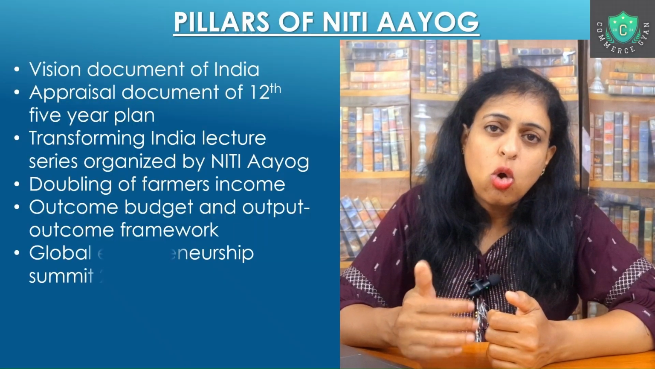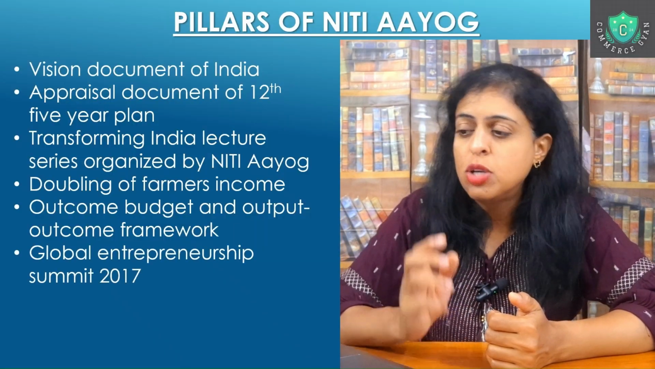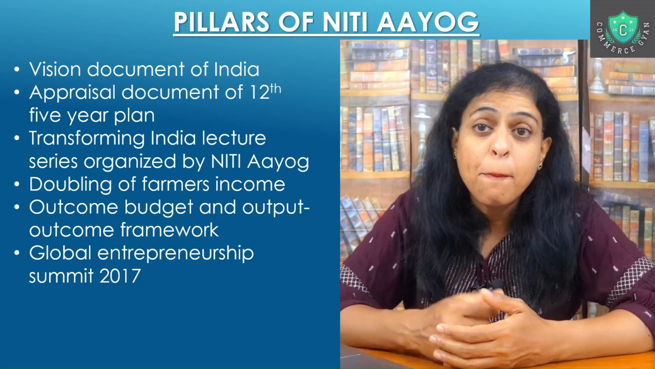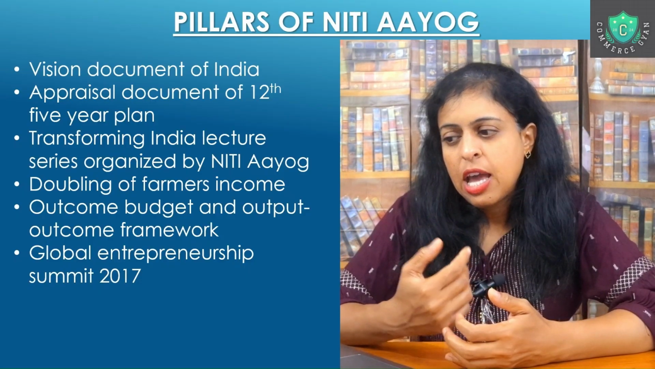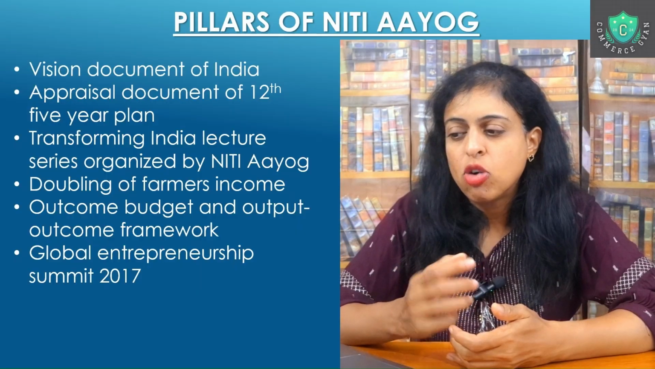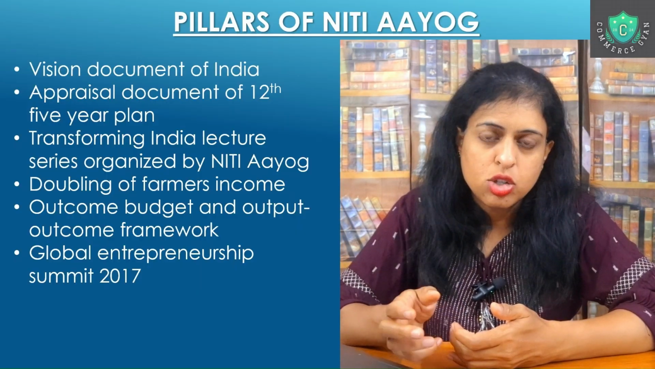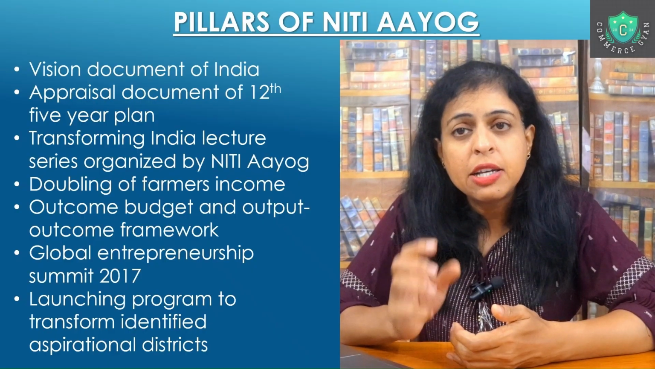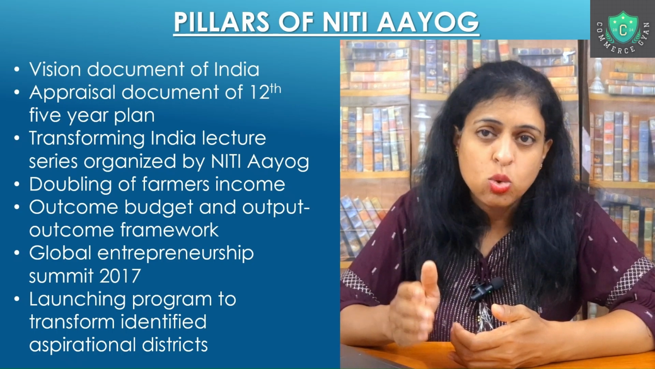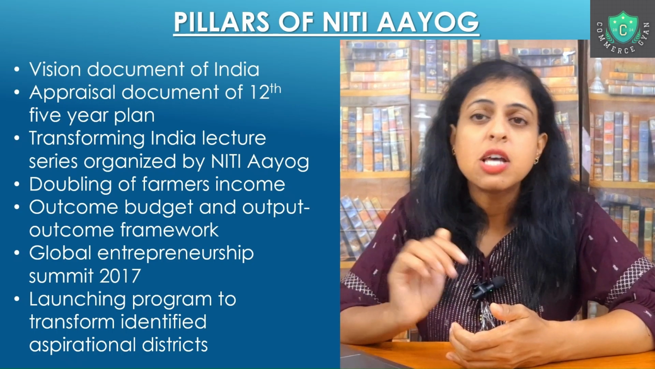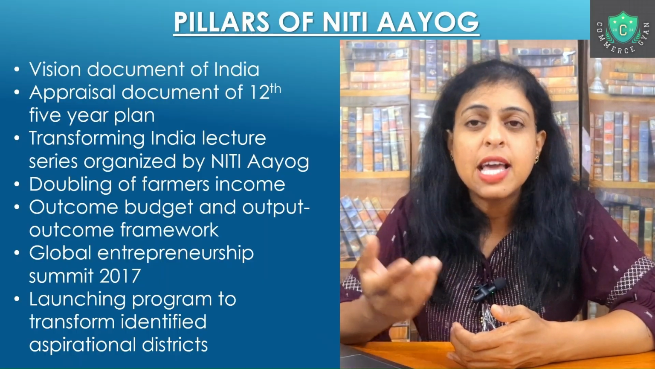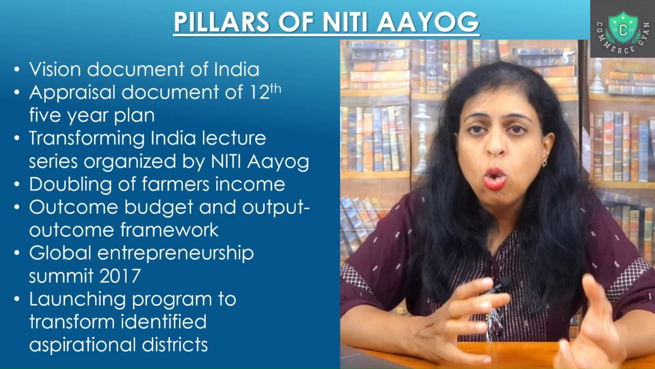Then they also decided on having a global entrepreneurship summit in 2017. So, organization of a summit so that you have a better vision developed. And finally, launching a program to transform identified aspirational districts. So what would be the districts that we can actually develop? This was the understanding and the target of NITI Aayog. They said, fine, these districts are where we can start more development programs and these can become better districts. So the whole load from the metros can be shifted to different districts, right?